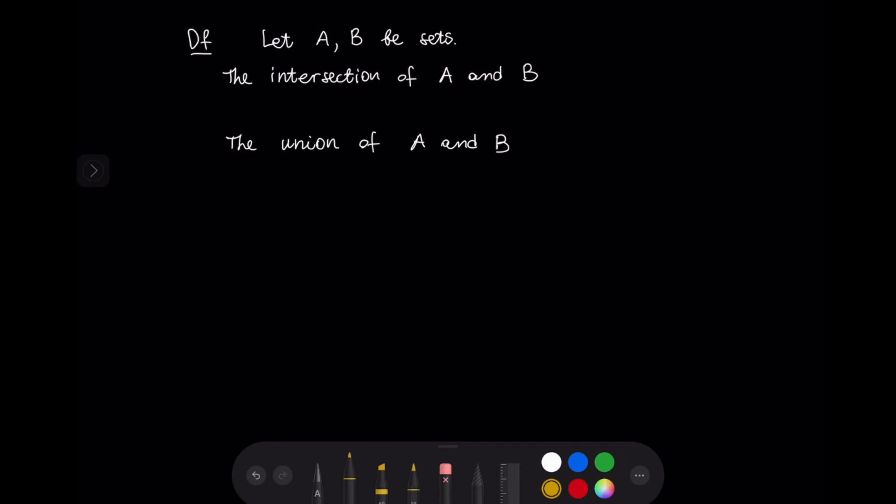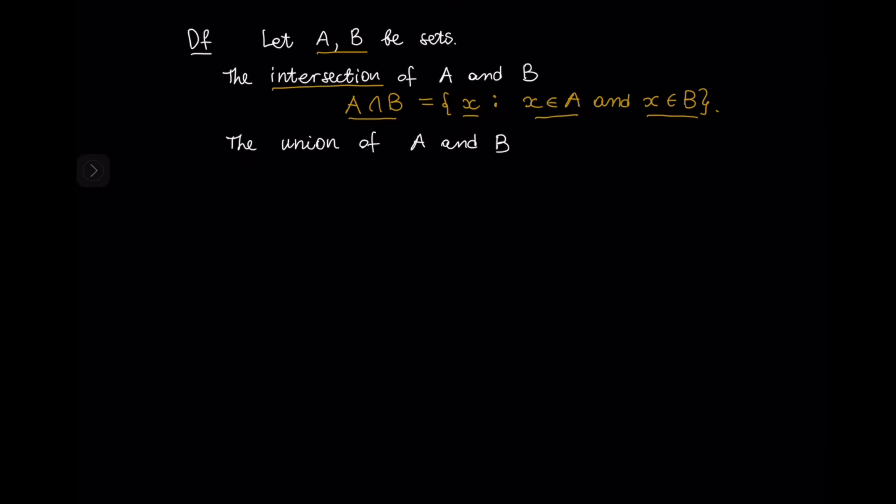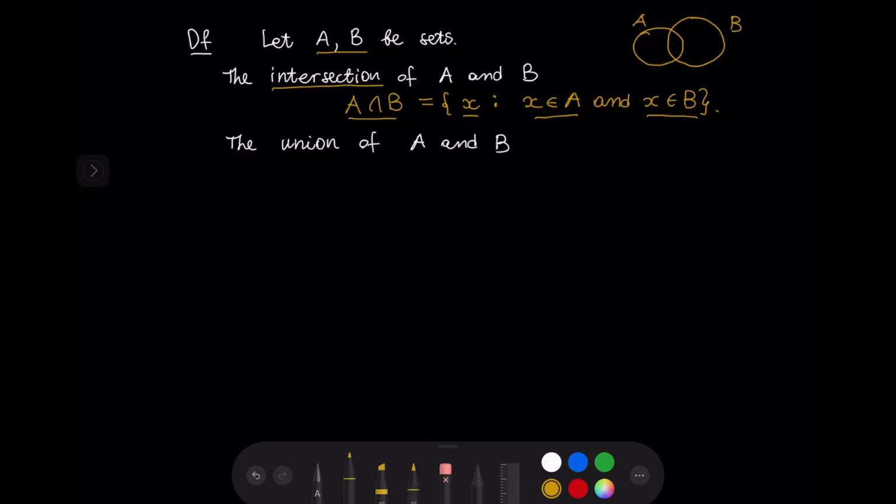So let us define the intersection and the union of two sets. Let A and B be sets. Their intersection is defined as follows. A intersected with B is the set of all objects X such that these objects are both in A and in B. On a Venn diagram, the intersection would be here. These would be all of the elements that A and B have in common.